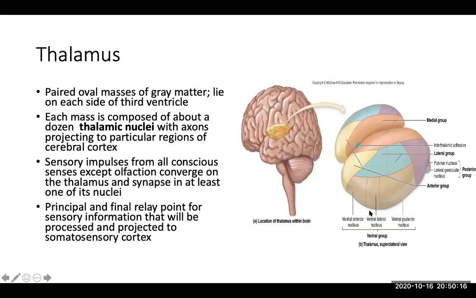The thalamus is paired oval masses of gray matter. They lie on each side of the third ventricle. They're composed of about a dozen thalamic nuclei. Sensory impulses from all conscious senses except smell will converge on the thalamus and synapse in one of these nuclei groups. The thalamus will then project and process the sensory information to a particular region on the somatosensory cortex. So we often call the thalamus the relay station for all sensory information.